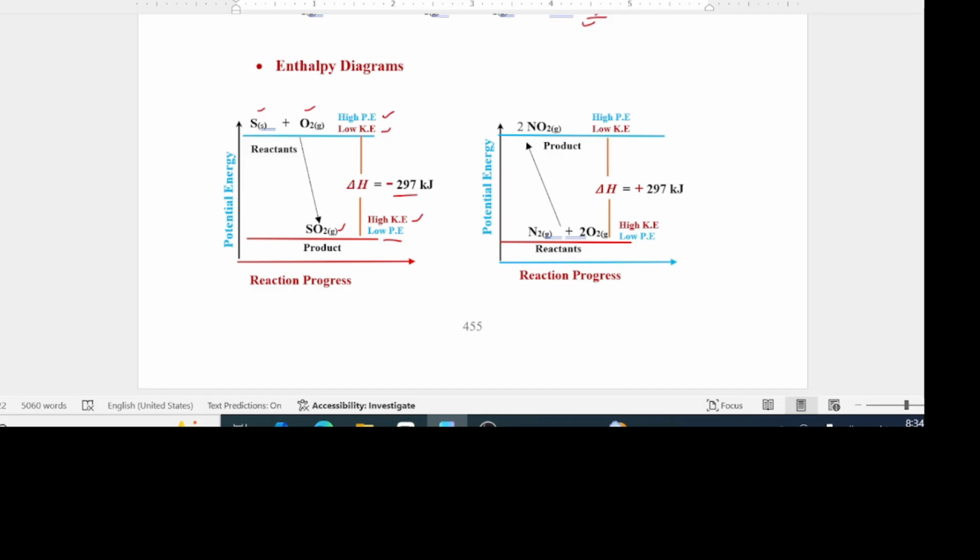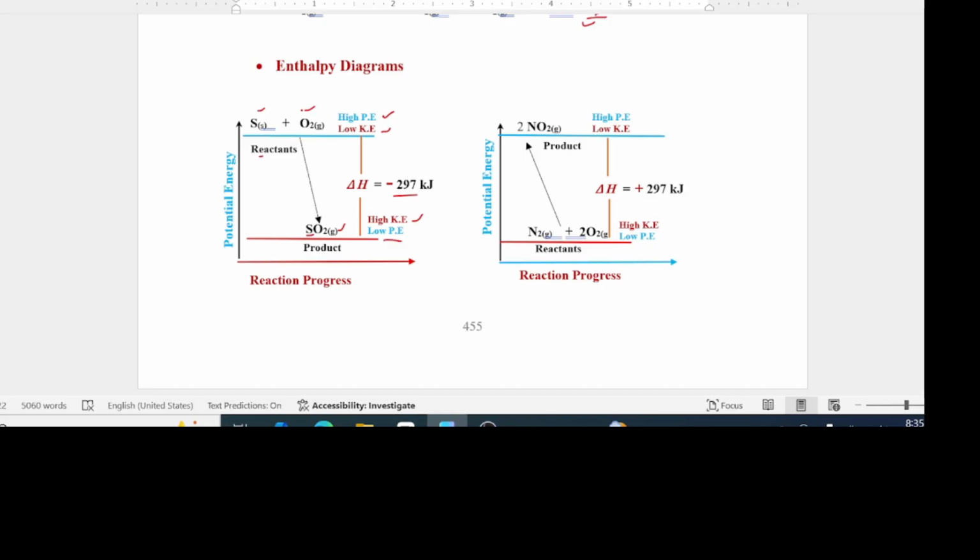Another way of representing enthalpy changes is the use of enthalpy diagrams. So there are two axes. This one here is indicating the progress of the reaction, and that one there is indicating the gain in potential energy. Again, we'll use the burning of sulfur in oxygen to exemplify how enthalpy diagrams are used to represent the enthalpy change. Here we have the reactants, and here are the product molecules.